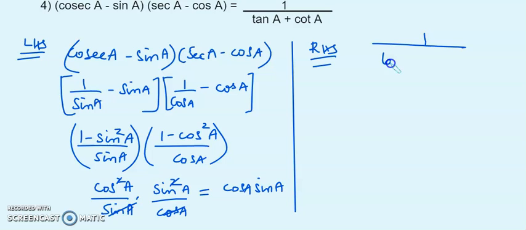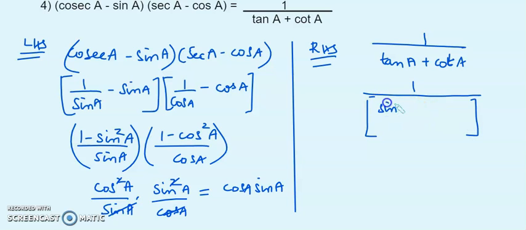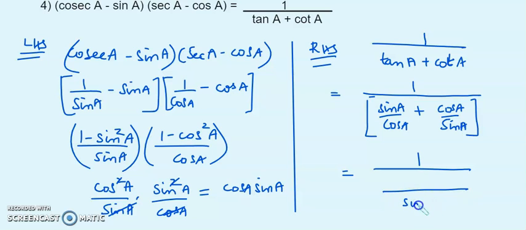So 1 upon tan A plus cot A. Now we need to change it into sine and cos. There's no other way out. So let's do. So tan A is sine A upon cos A plus cot A is cos A upon sine A. So we need to take the LCM for the denominator. The numerator is still 1 now. So the denominator will be sine A cos A. And what happens? Sine square A plus cos square A. How? This sine A will get multiplied, so it becomes sine square A. Cos A will multiply, so it becomes cos square A, right?